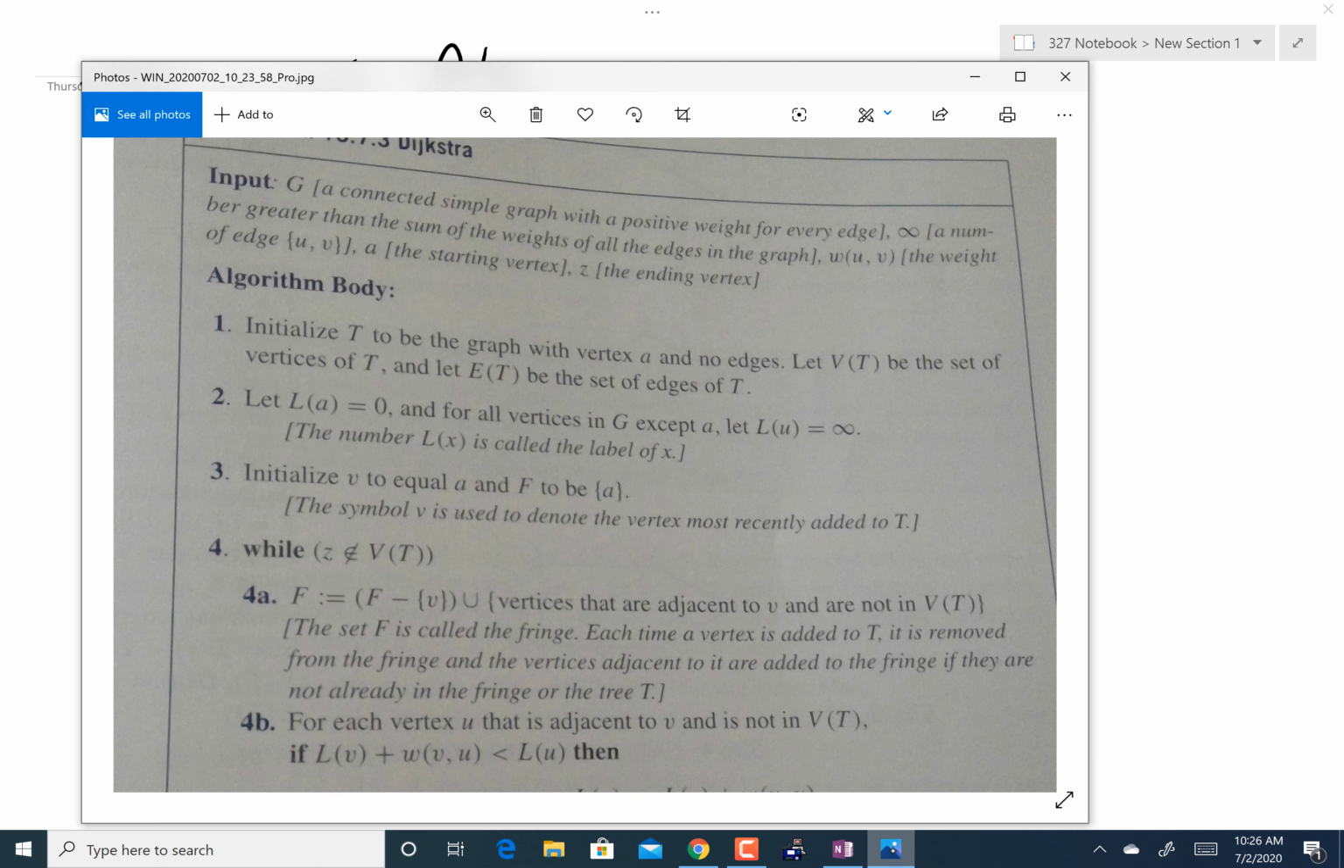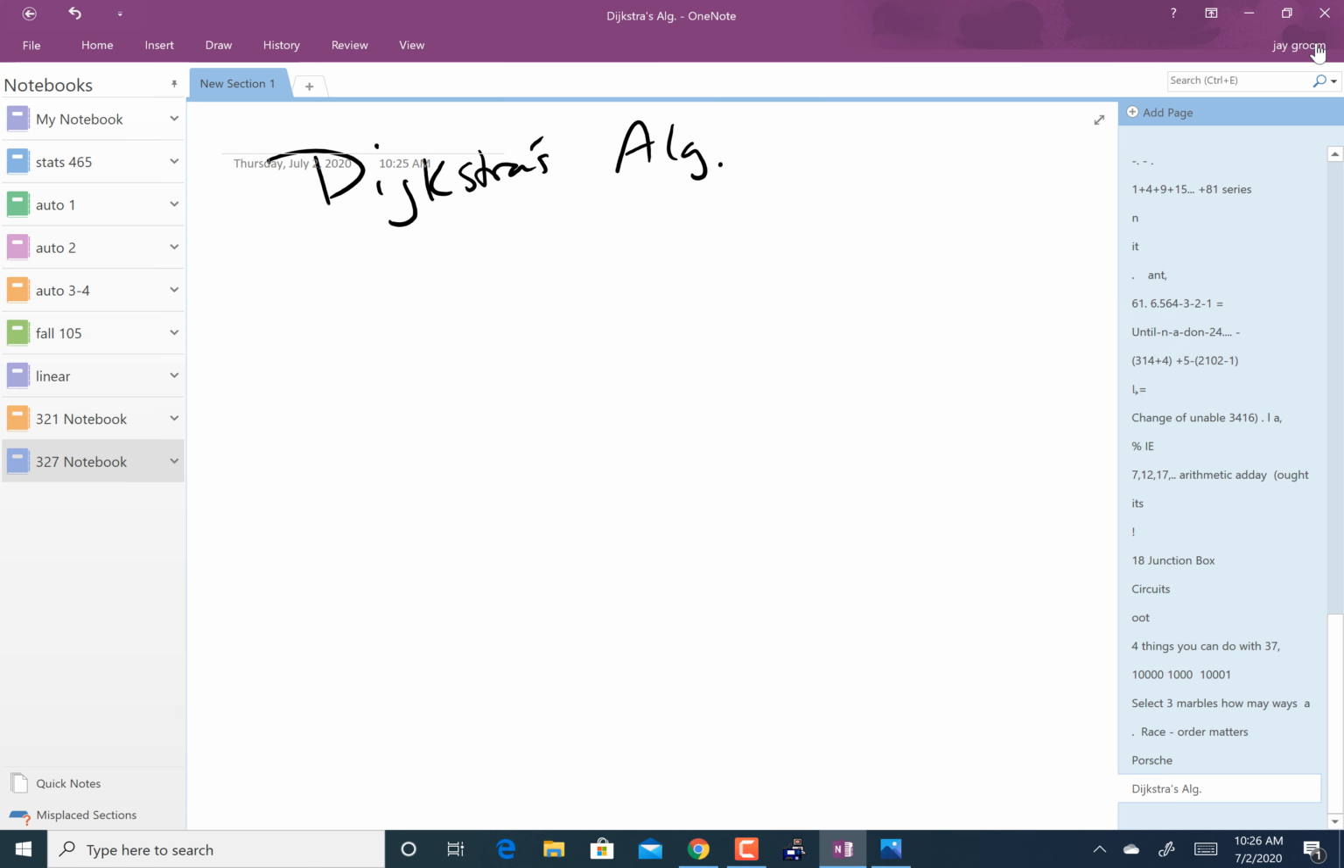Okay, so let T be a graph with vertex A and no edges. So initially you're just going to have vertex A. And then V of T is the set of vertices of T, and E of T is going to be the set of edges of T. So what that means is this. Here's our graph. This is our graph T. This is the graph.